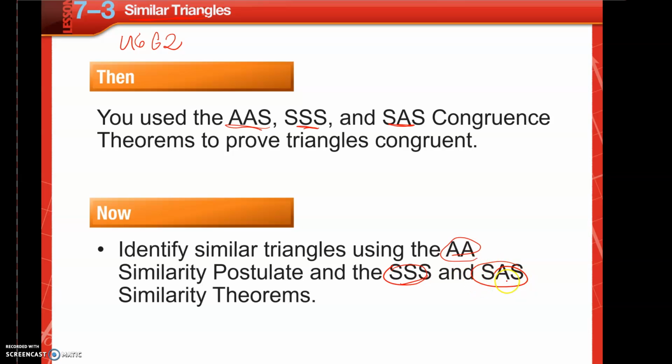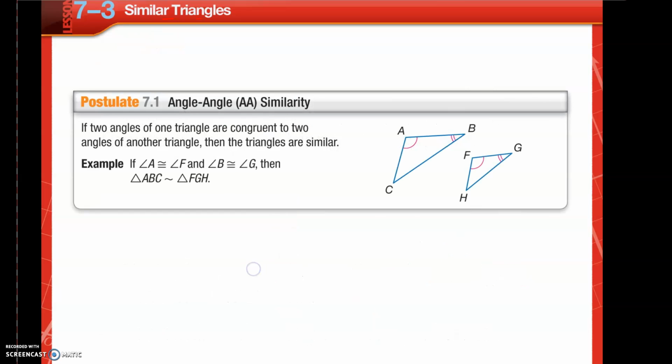And then side, angle, side: the included angle between two sides that are proportional. If those are proportional and equal, then they will be similar. So we're going to use these to solve as our goal today. So the first one is angle-angle similarity.